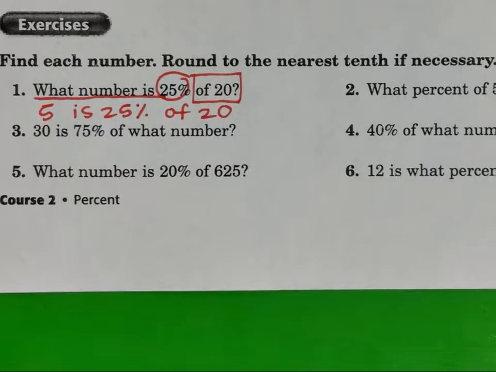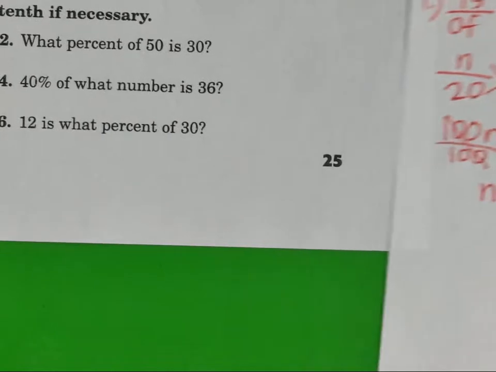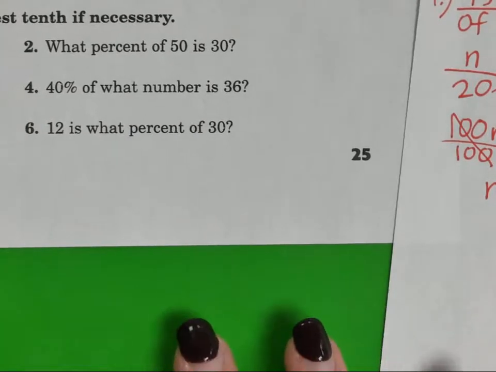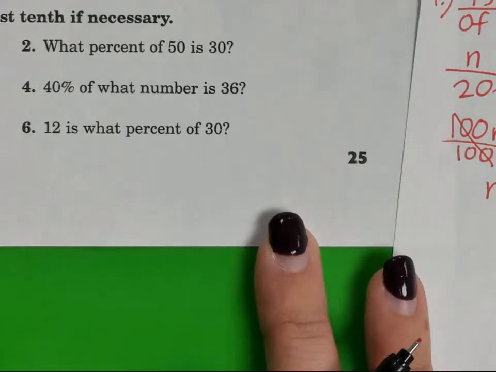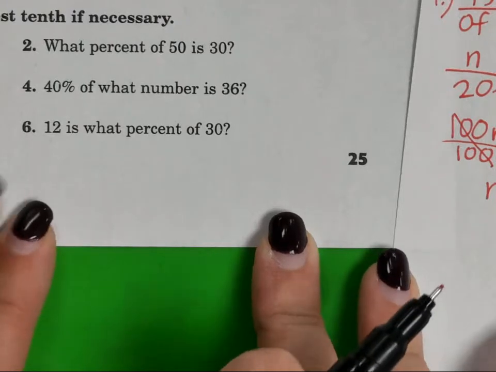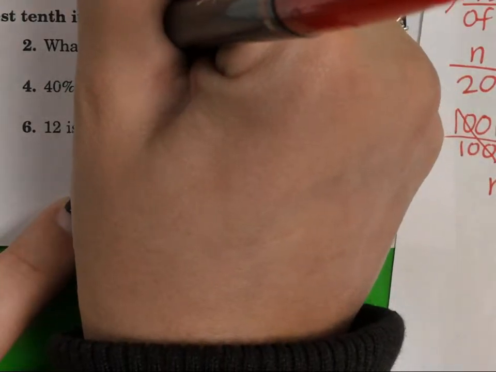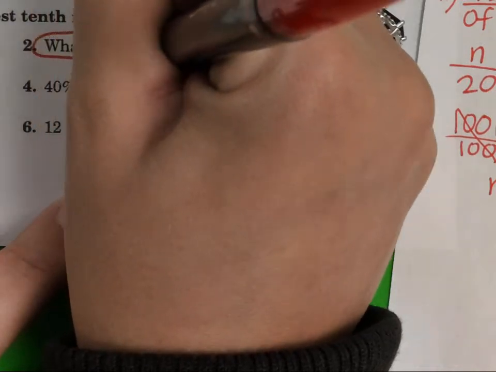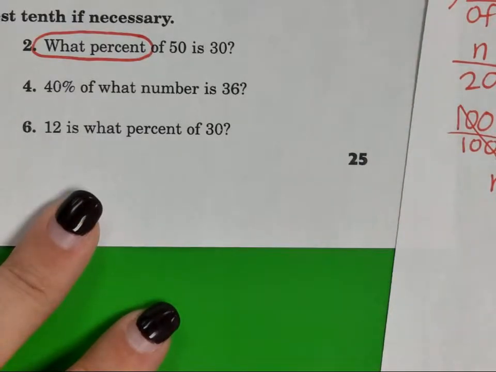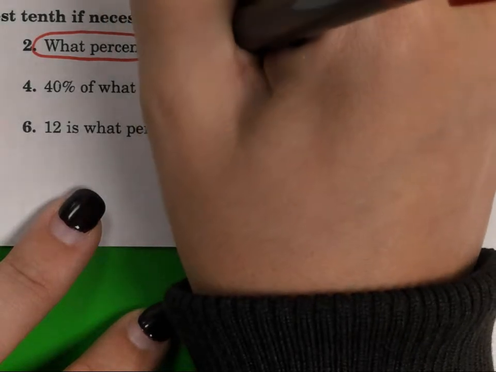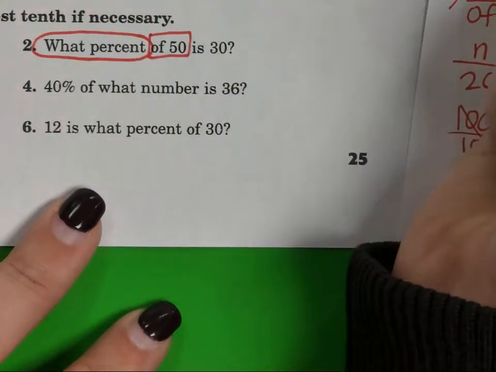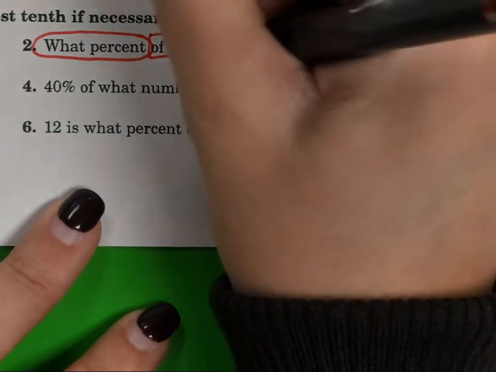Okay, so let's look at number 2. What percent of 50 is 30? So in this case, what am I going to circle? What percent? Remember, percent is what you circle. In this case, I don't know what percent. That's what I'm trying to find. So circle what percent. What about boxing? Of 50. And then what am I underlining? 30. Is 30.